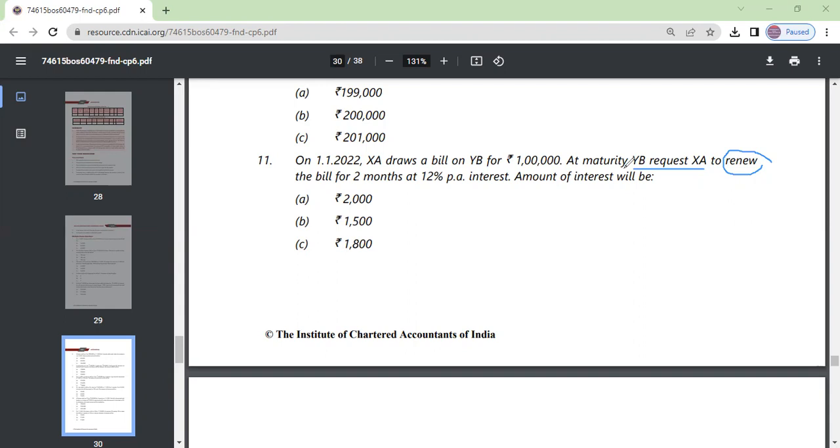Okay, question is not that one. What is the question? Amount of interest. We calculate like discount. Use the same formula. What is the formula? Amount into rate by 100 into extended period by 12. Interest equal to amount. What is the amount? 1 lakh into rate 12 by 100 into extended period.